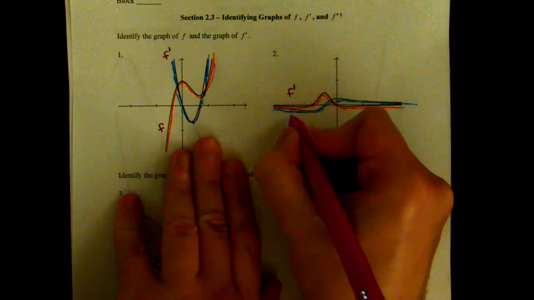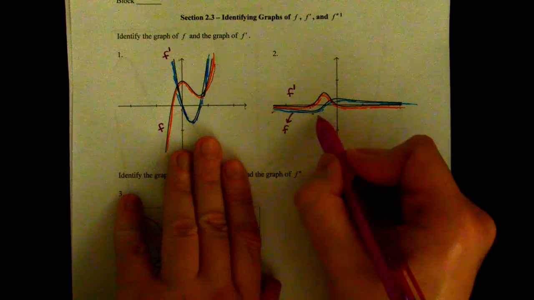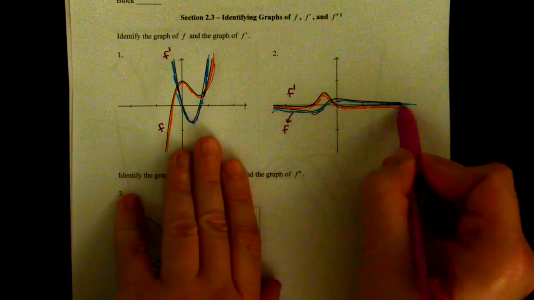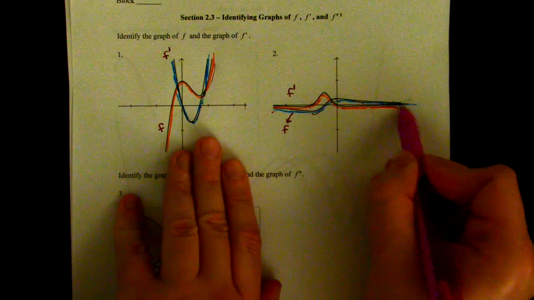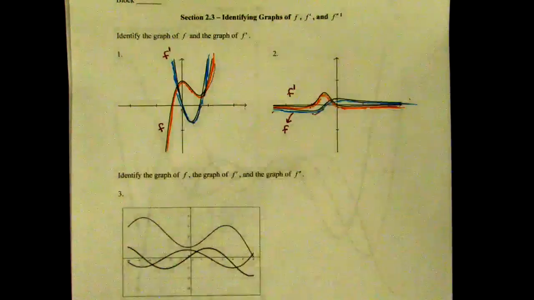I think blue is going to be f. I see a negative slope. Yeah, I see negative y values on orange. I see a positive slope. I see positive y values on orange. I see a negative slope. Negative y values on orange. I also see my slope's pretty close to 0. My y values are close to 0. Yep, things are checking.